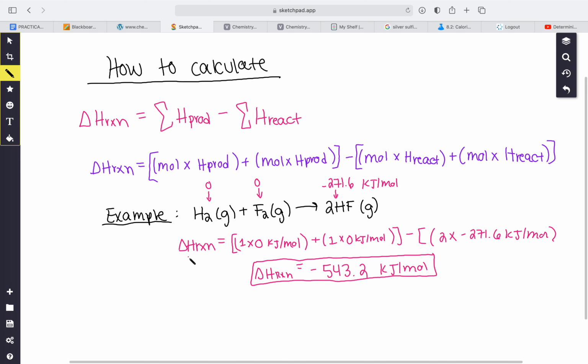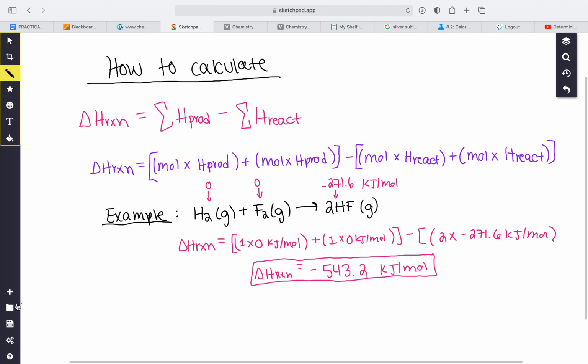So in order to find the delta H of the reaction, what I did is that I did 1 mole of H2 times 0, which is the H of the product, plus the other product, which we have 1 mole of, times 0, which is the enthalpy, minus the reactant, which we only have 1 reactant here, and there's 2 moles of it, so we did 2 times the enthalpy that we found in the standard enthalpy of formation table, right? And once we do that out, we get that the delta H of the reaction is negative 543.2 kilojoules per mole, right? So that's just an example of what something would look like and how I kind of think of it.